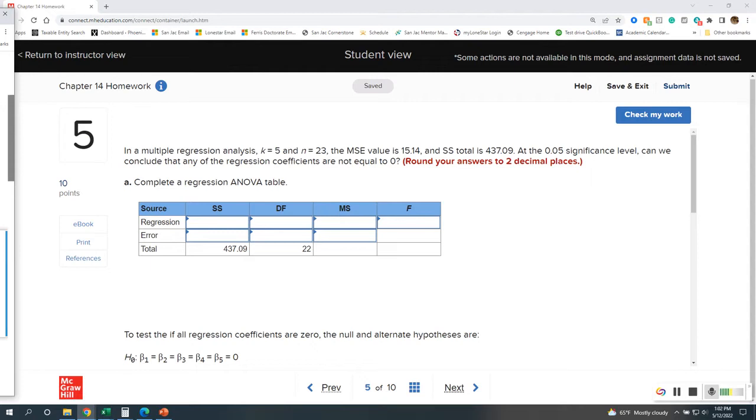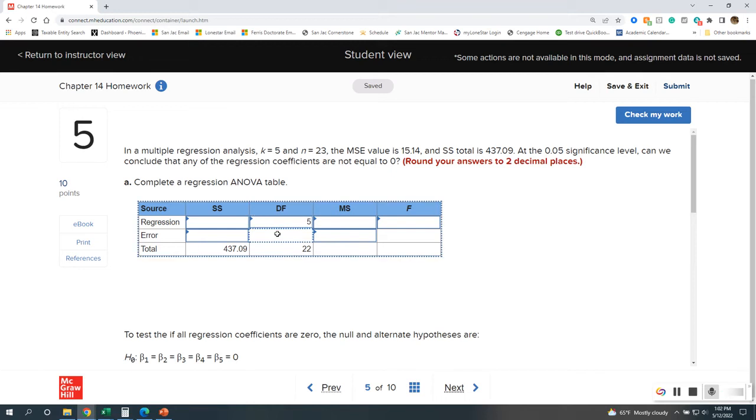it took a lot longer on 4, but in our multiple regression analysis, k equals 5, n equals 23, which is basically 5 minus 2, that's, or 22. That leaves us with 17. There we go. The MSE value is 15.14. Okay. And the SS total is 437.09. At the 0.05 significance level, can we conclude that any of the regression coefficients are not equal to 0?